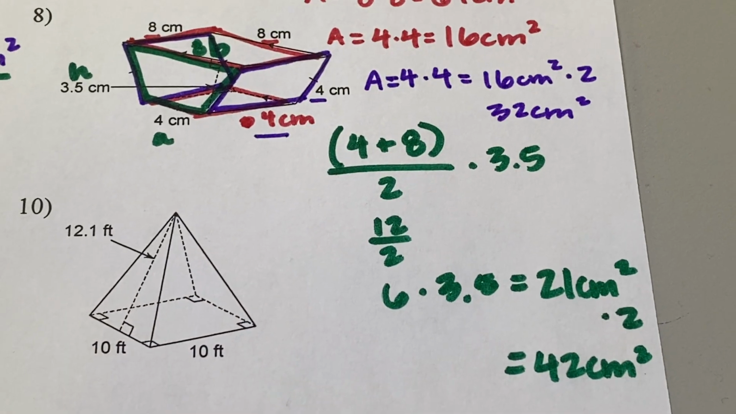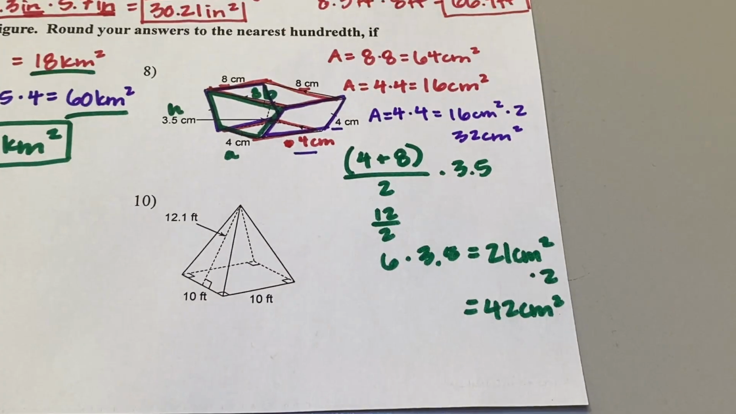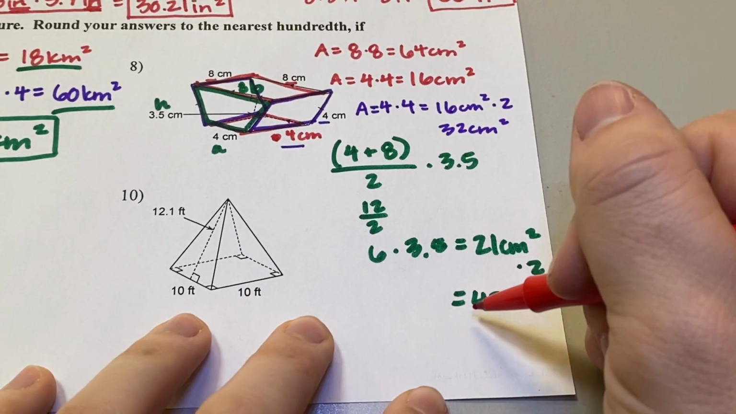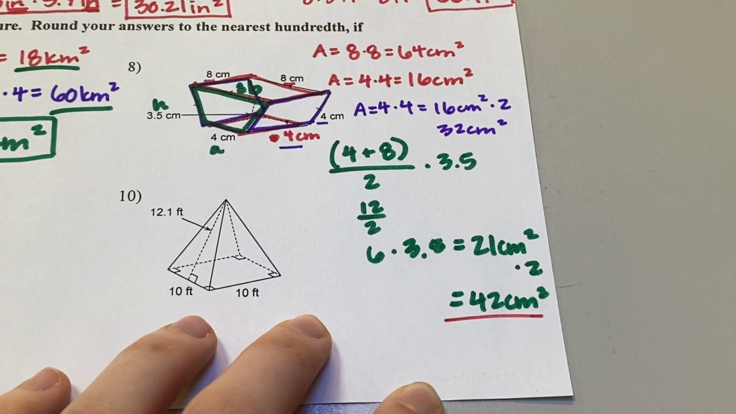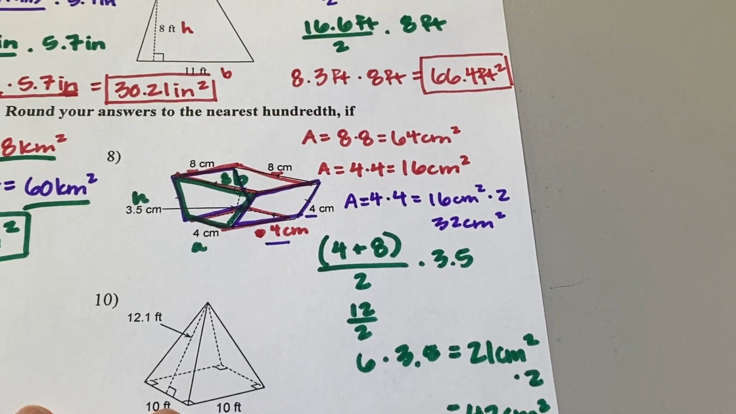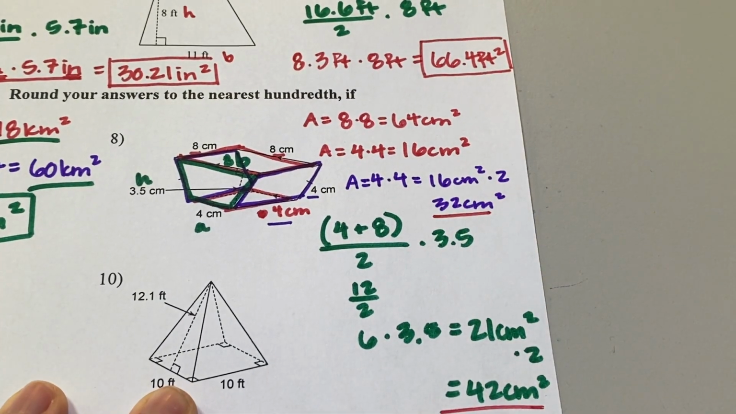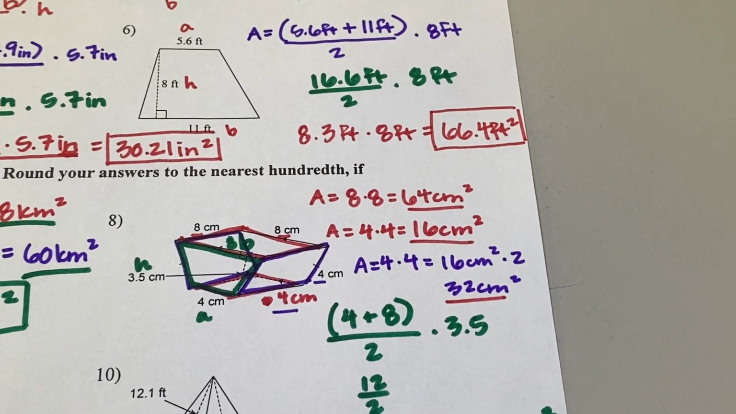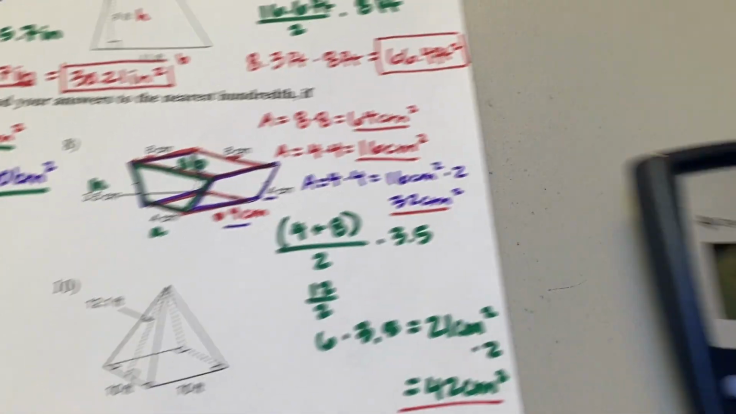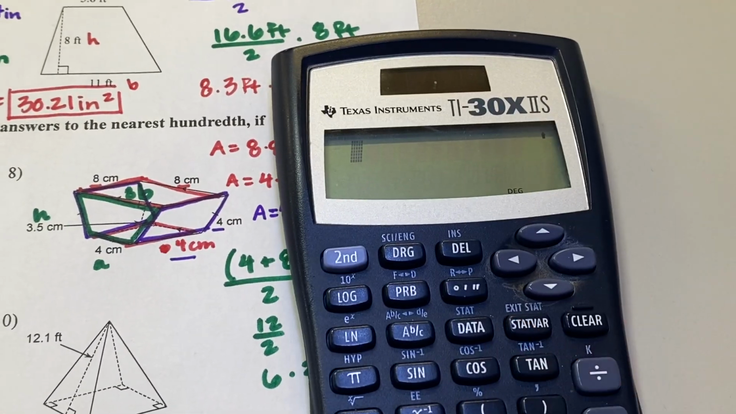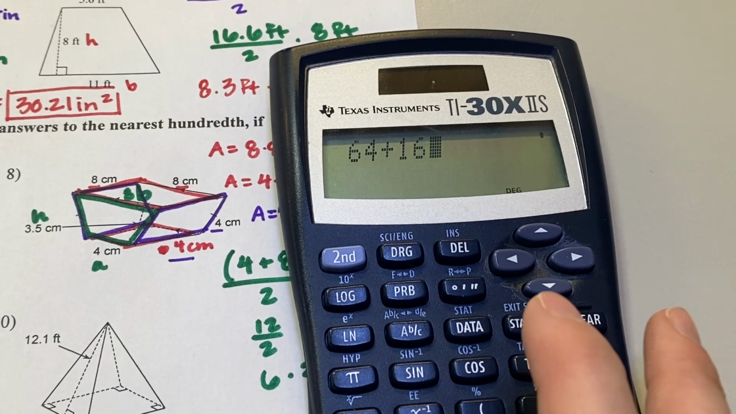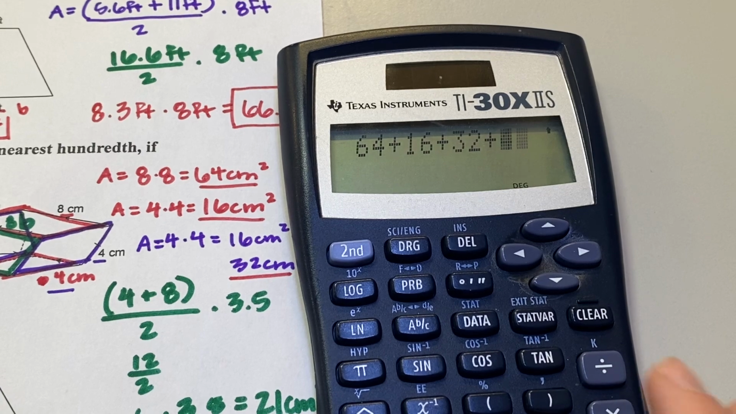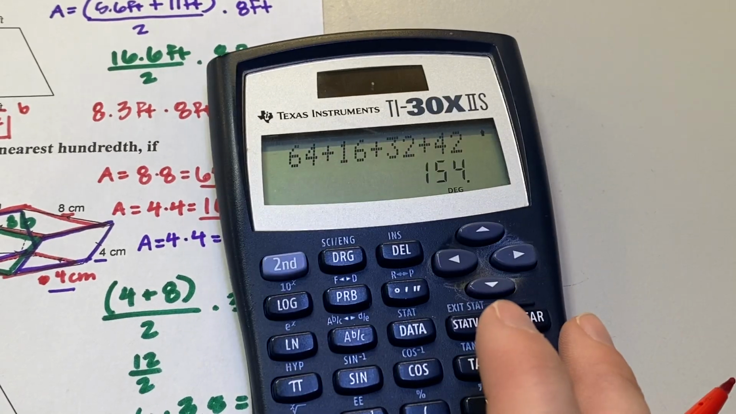Now we need to put this entire thing together. Let me zoom out a little bit. Okay, so for the 2 faces that are trapezoids, 42 centimeters squared. For the 2 purple sides, it was 32 centimeters squared. And then the top was 64, bottom was 16. Let's add all 4 of those together. 64 plus 16 plus 32 plus 42.